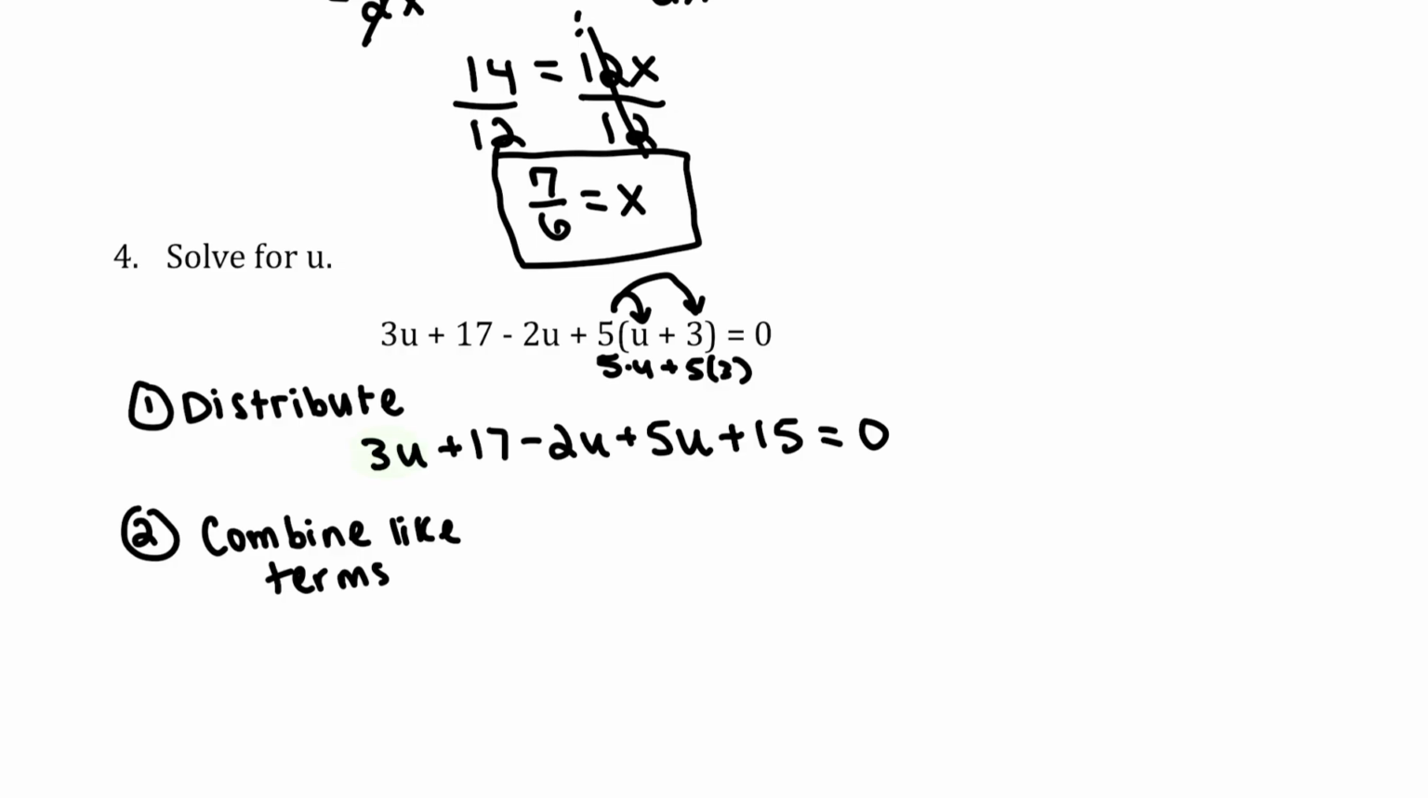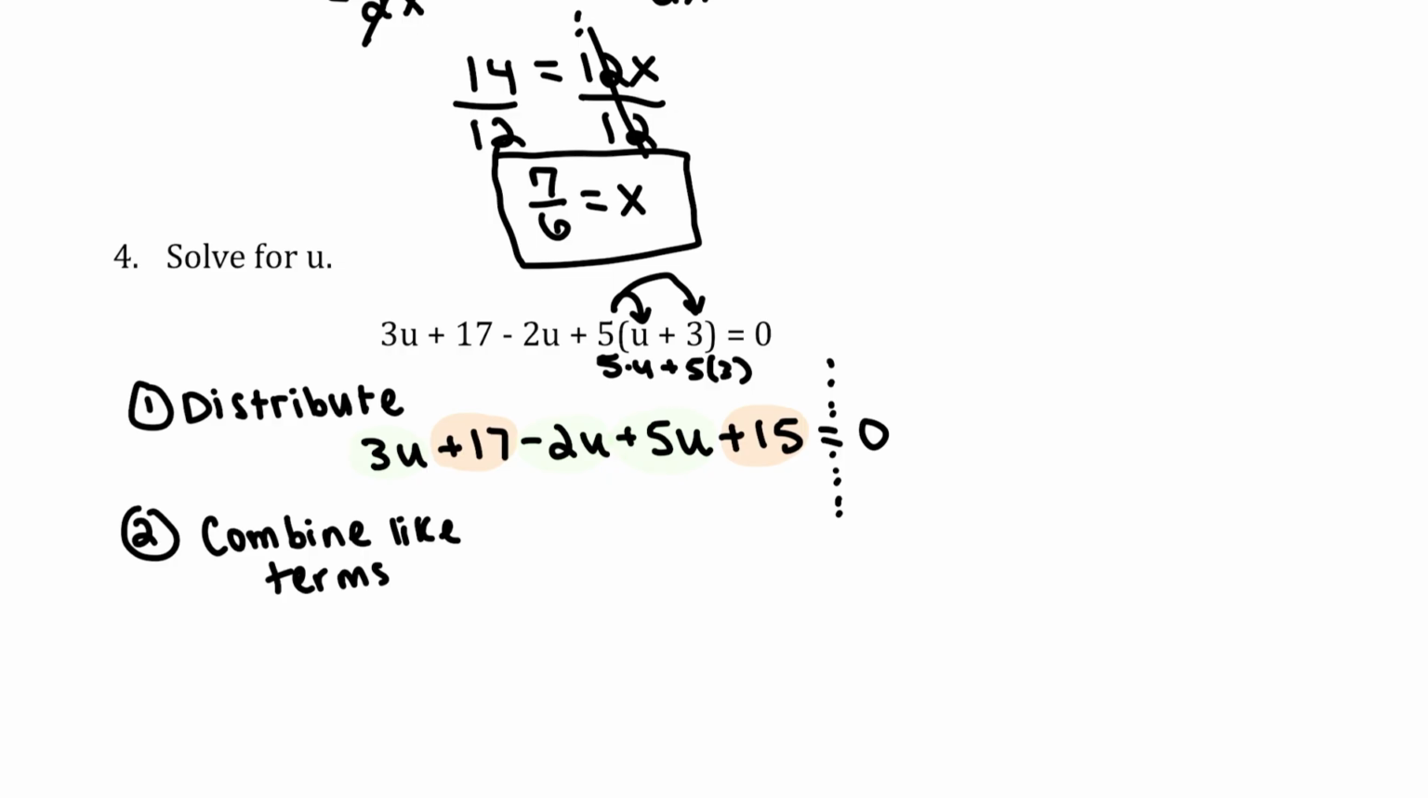So we have this 3u here. We have this negative 2u. We have a positive 5u. And then I'll switch to a different color and I'll do our constants. We have this 17 and this 15. Specifically, when we combine like terms, it is on either side of this equal sign. The right side of our equal sign has a 0, so there's nothing to combine there since it's already a 0.